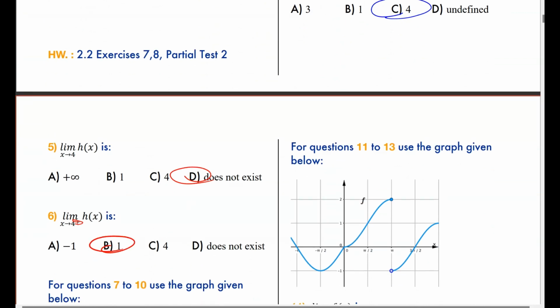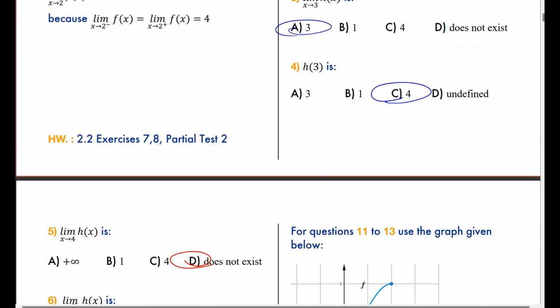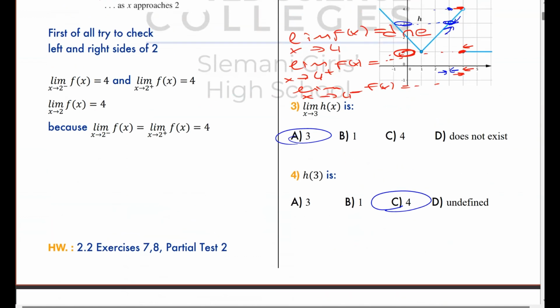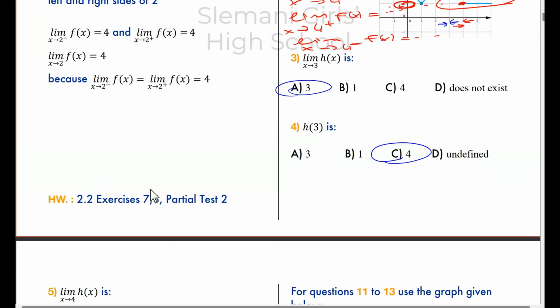So it's B. So we will look at the right side of the target point. My target point is 4. This part of the graph is from the right. This part of the graph is from the left. So we focus on right side graph, whose corresponding point is 1. All right, let's move on.